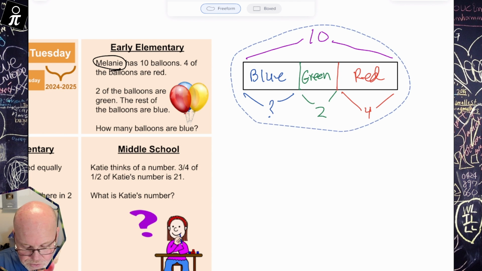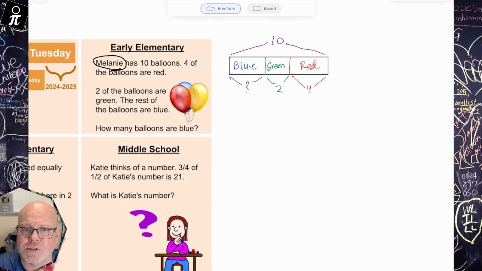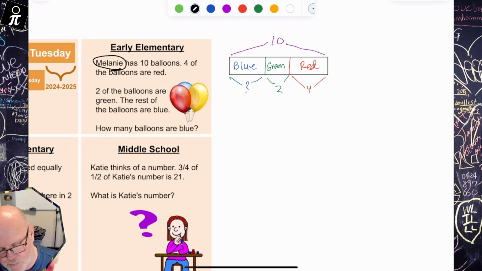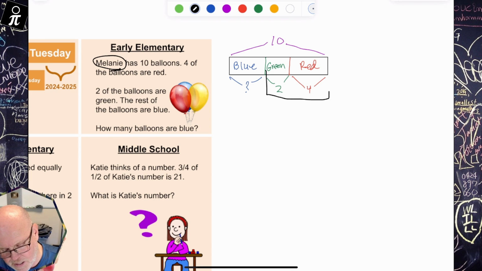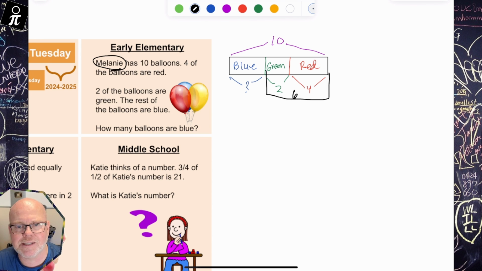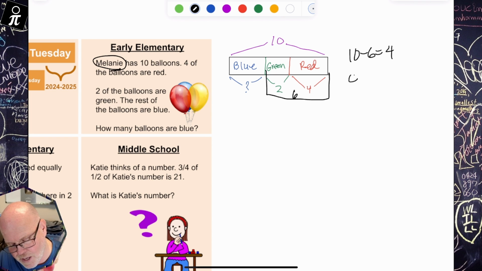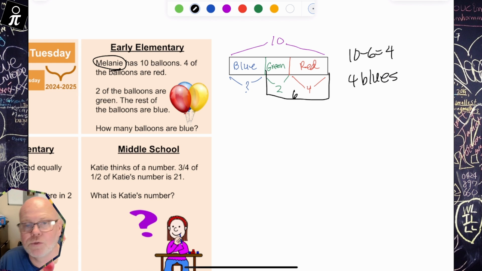And we're going to let our students work on it now that they understand the problem. But of course, what they're probably going to do is recognize that this and this is equal to 6. And then 10 minus 6 is 4. So therefore, we have 4 blue balloons.